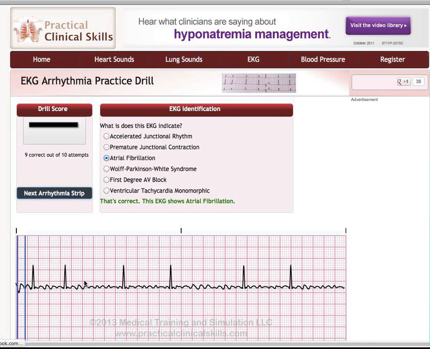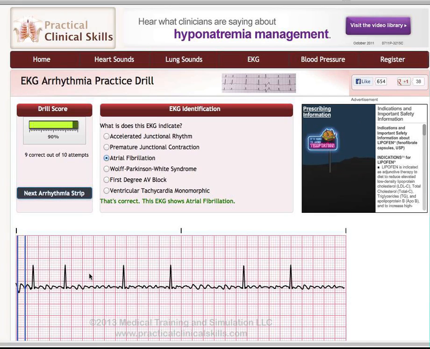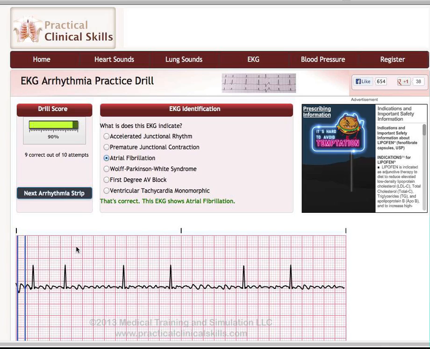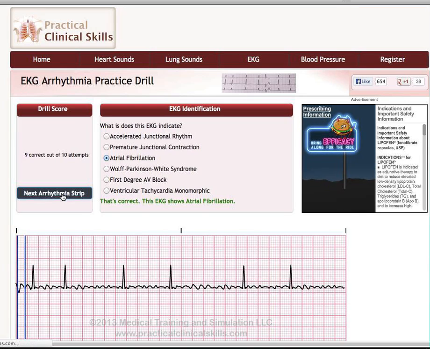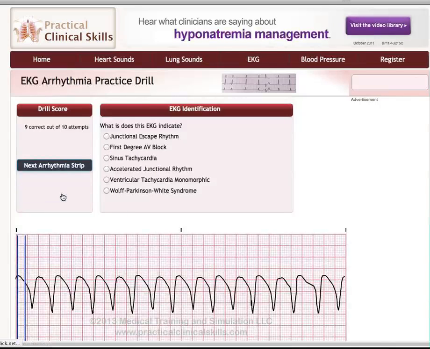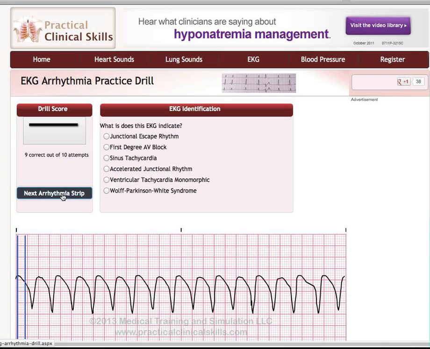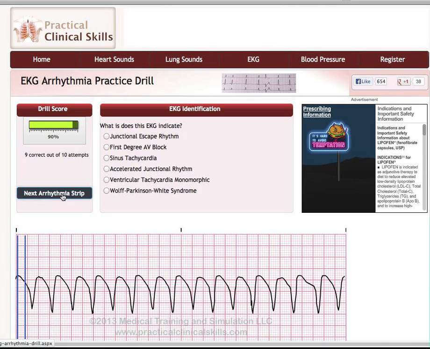The reason why it's irregular is, remember, the atria are just contracting really rapidly and irregularly like a bag of worms. And every once in a while, you'll get a QRS complex to fire off of that. And so that's why it's irregular. You don't have a systematic firing of the ventricles from the atria.